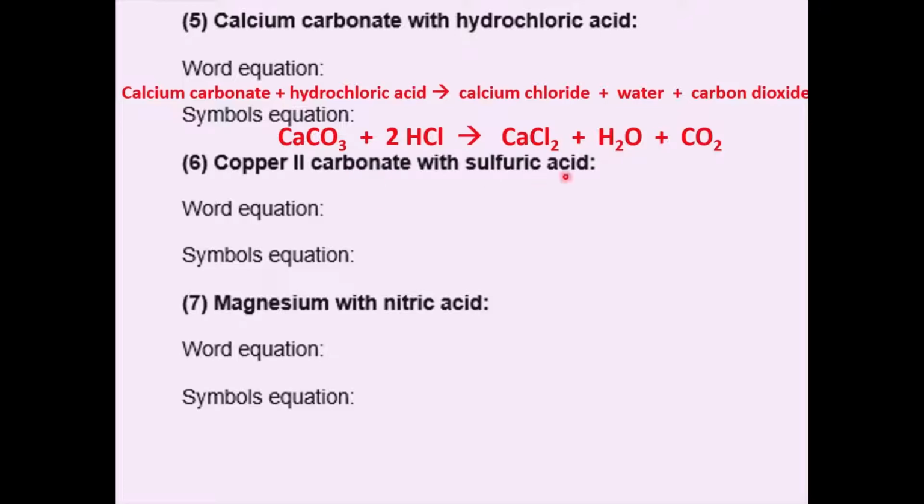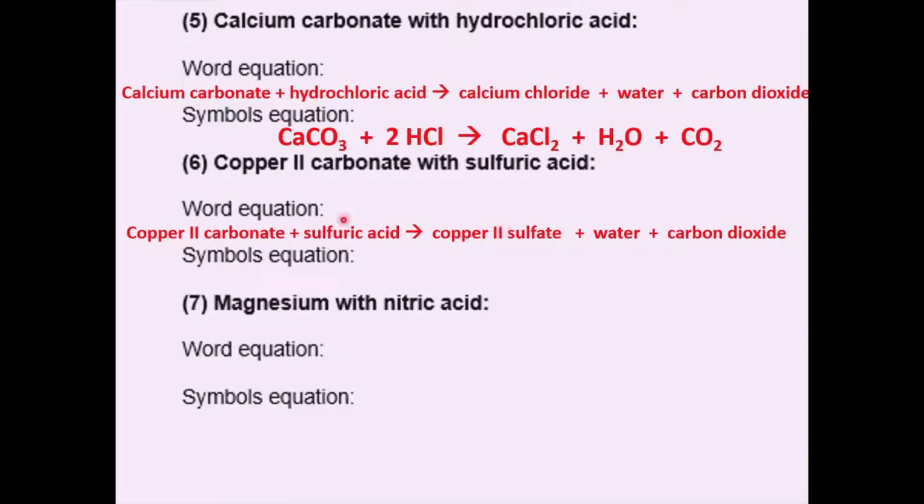Number 6, copper carbonate. Again, it's acid plus carbonate giving salt, water, and carbon dioxide. Word equation: copper(II) carbonate gives us copper(II) sulfate. Sulfuric acid gives us sulfate salts, and then water and carbon dioxide. Formulas: CuCO3, so copper's 2+ in the same way calcium was. Carbonate CO3, so CuCO3. Sulfuric acid H2SO4. Copper sulfate, Cu 2+, sulfate SO4 2-, CuSO4, water, and carbon dioxide. When you check either side, that's already balanced.